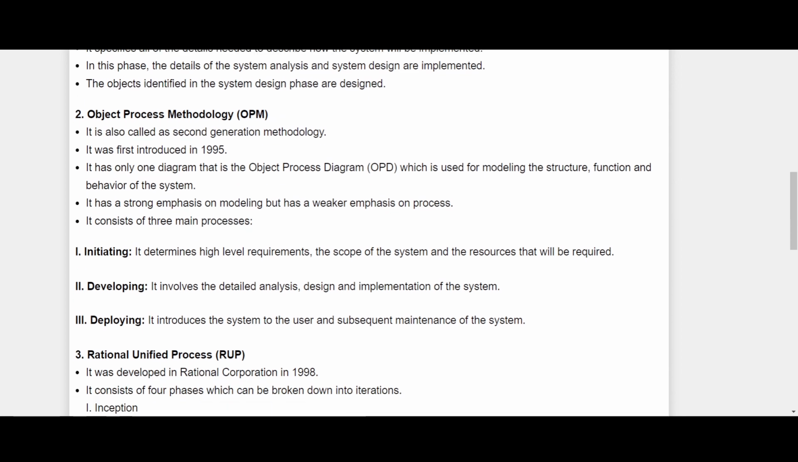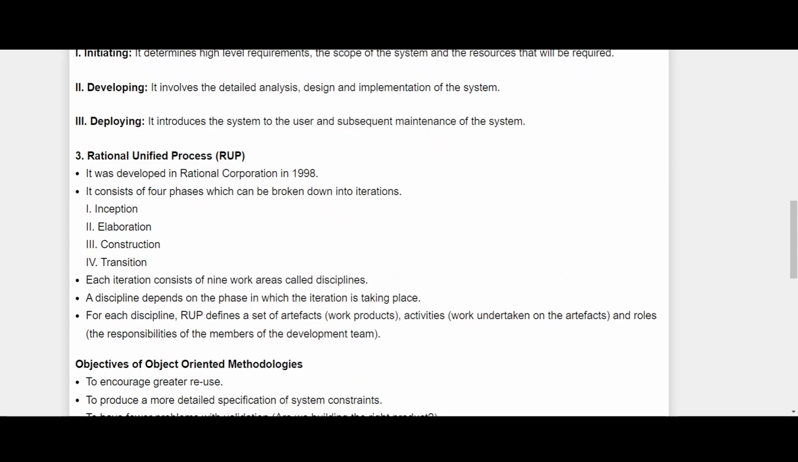So, the Rational Unified Process, RUP. It was developed at Rational Corporation in 1998. It consists of four phases, which can be broken down into iterations. The four phases are called: one is inception, another is elaboration, the third is construction, and the fourth is transition. This is called the Rational Unified Process.